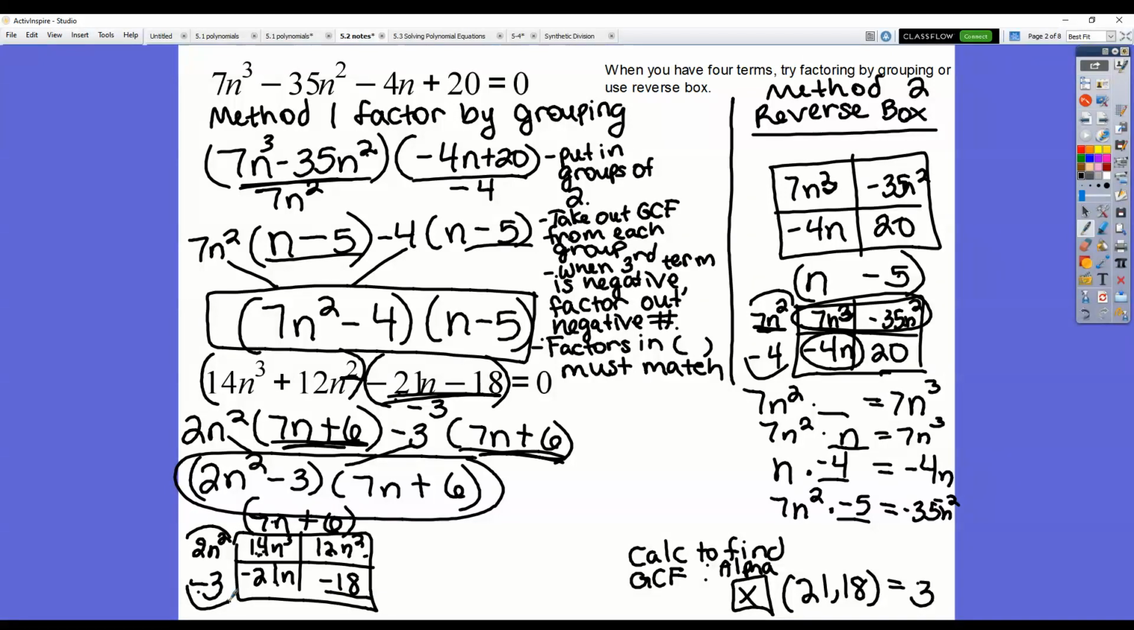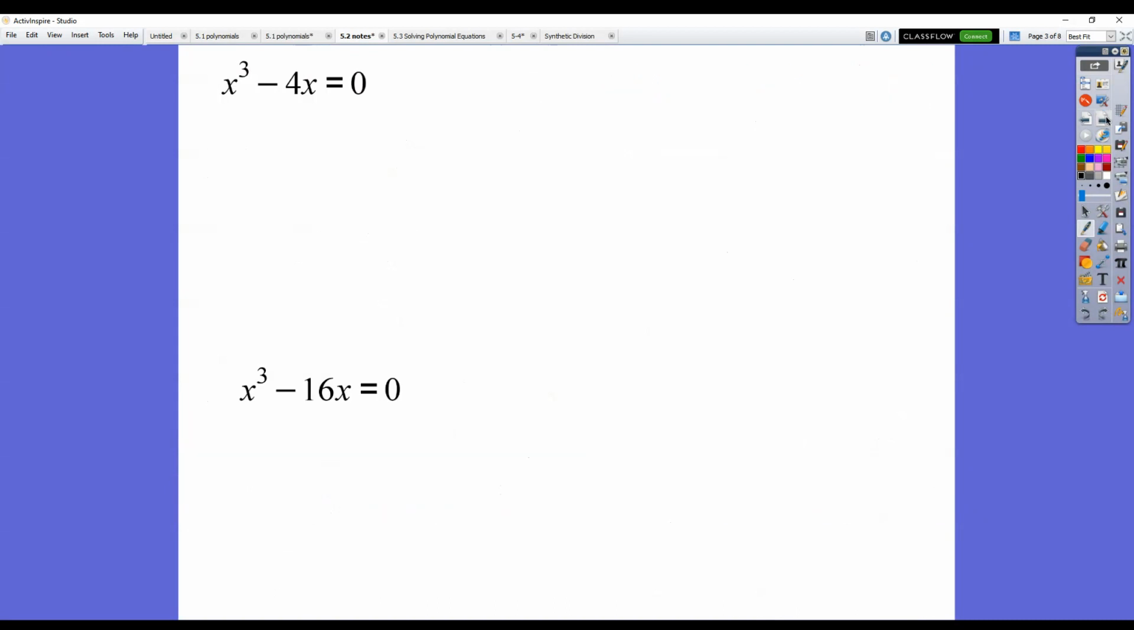That's factoring by grouping. It's a lot. Pick the way that works best for you. If you can't figure out the greatest common factor, try the calculator thing. Okay, then this one, again, every time you tackle these problems, take out the greatest common factor.